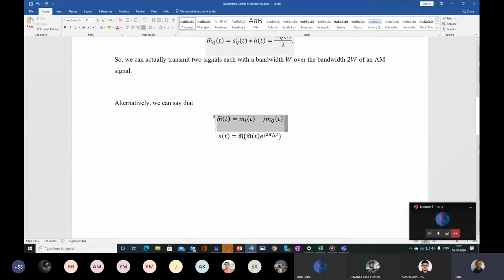Now the question is that can I think of having single sideband modulation for m~(t), or for the complex baseband signal m~(t)? Can I have single sideband modulation?